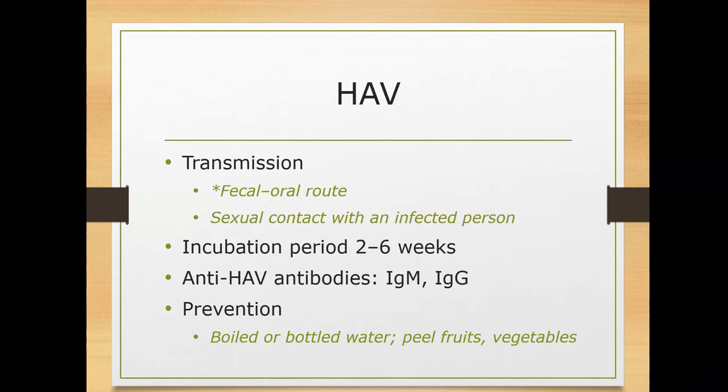Prevention of hepatitis A involves using boiled or bottled water, obviously enforcing good hand washing. If you're giving somebody produce, peeling fruits and vegetables and washing them. Okay, and if you're sharing a house or a residence with someone with hepatitis A, being very careful about not sharing utensils with somebody who's infected.